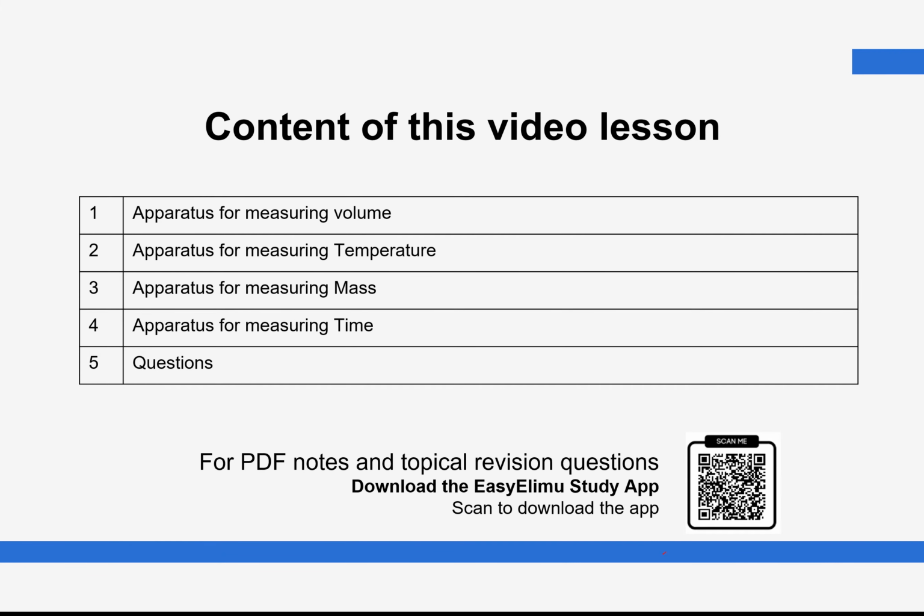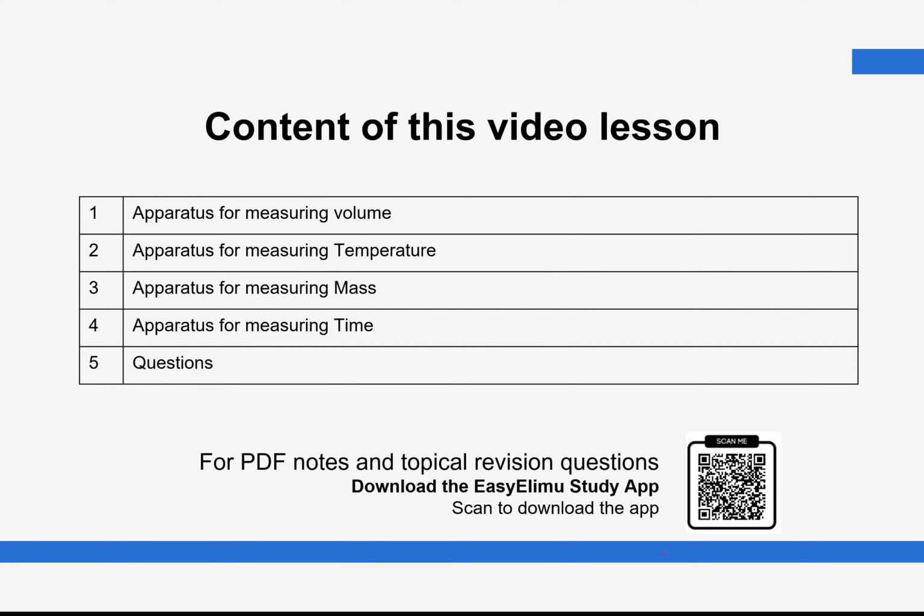So for today, we are going to focus on apparatus and specific apparatus. We're going to look at the apparatus used for measuring volume, apparatus used for measuring temperature, apparatus used for measuring mass, and apparatus used for measuring time. And then we'll tackle a few questions in regards to what we are going to discuss today.